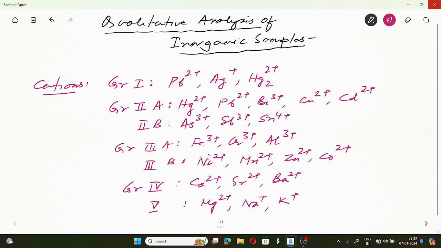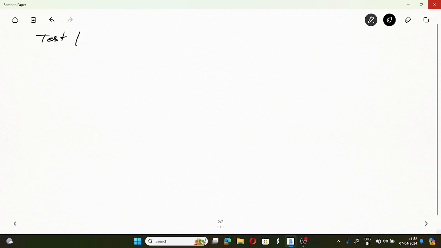Normally, you know that group analysis is the most accepted way of finding out the cations. But we shall be discussing some direct tests for some of the cations, that means you can find out these cations directly. So one by one, we shall be discussing some direct tests. First, let me discuss the test for Pb2+.